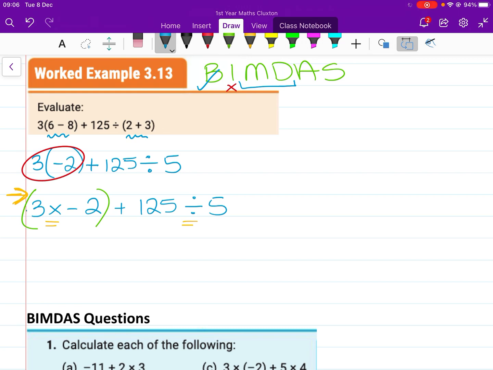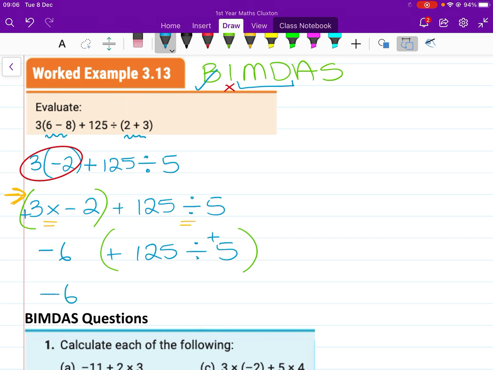So this 3 is plus, the 2 is minus, so there are different signs giving me minus. And 3 times 2 is 6. Then I have plus 125 divided by 5. So now I have a plus and a divide, so I'm going to do the divide next. So minus 6. Now it's a plus 125 and a plus 5. So the signs are the same, which means my answer is plus. And 125 divided by 5 is 25.